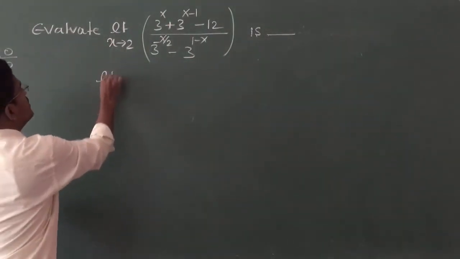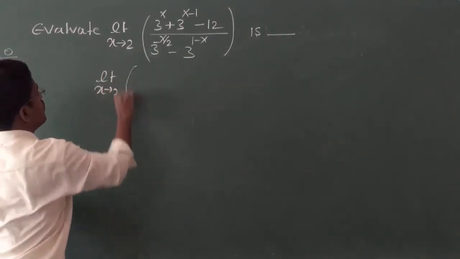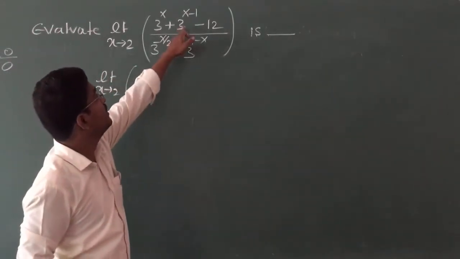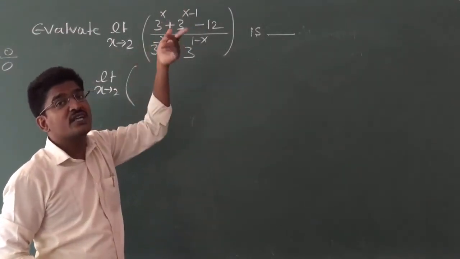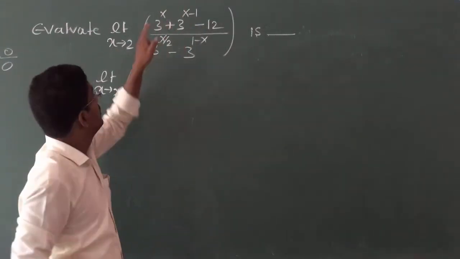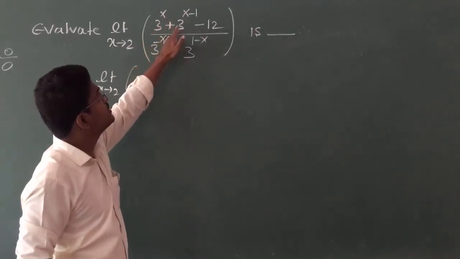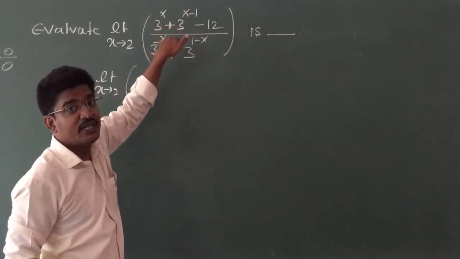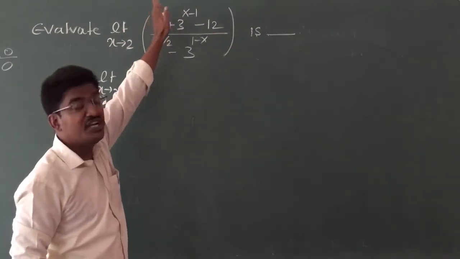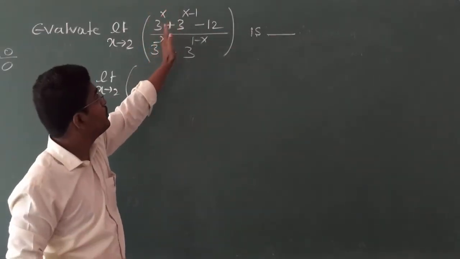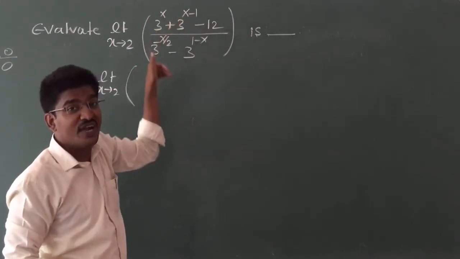Clear? So that is limit x tending to 2. If I want to simplify, see here, 3 to the power of x minus 1. It can be written as 3 to the power of x divided by 3. 3 to the power of x plus 3 to the power of x divided by 3. So here I can take LCM. It will be 3 to the power of x plus 1 plus 3 to the power of x divided by 3.